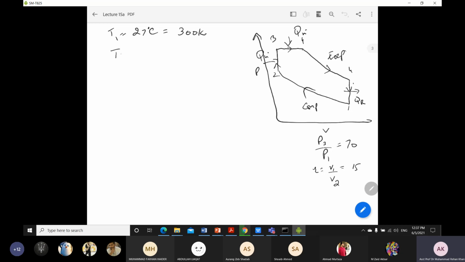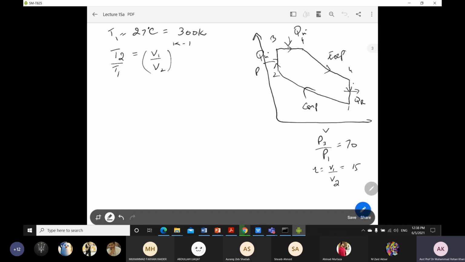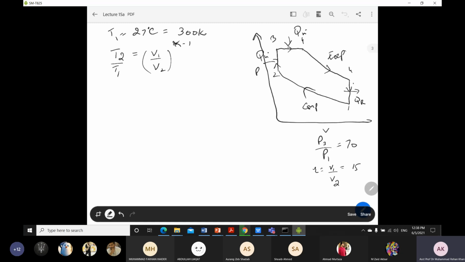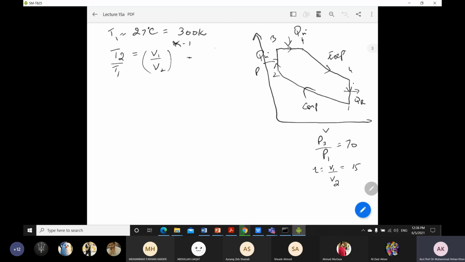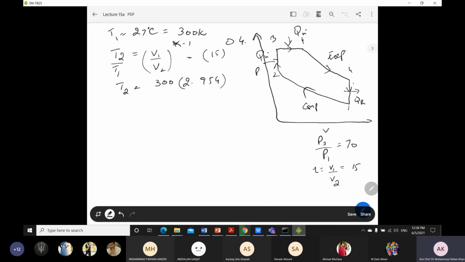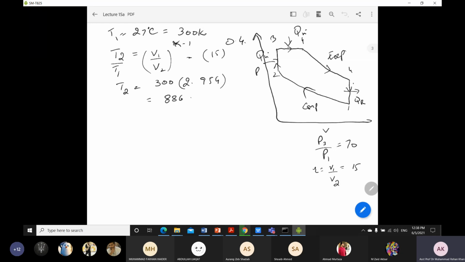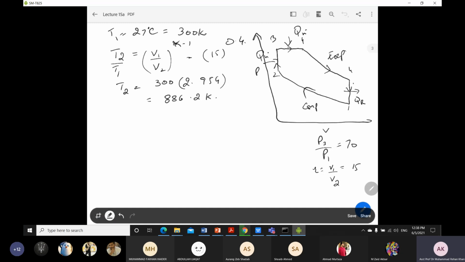Coming towards the temperature T2, because T1 is known to us. For T2 we can apply an isentropic relation: T2 over T1 is equal to (V1 over V2) to the power k minus 1. So V1 over V2 is equal to 15 to the power 1.4 minus 1, and T2 is equal to 300 into 2.954, which is the solution of 15 to the power 0.4, and it turns out to be 886.2 Kelvin for T2. Okay, so T2 is known to us.